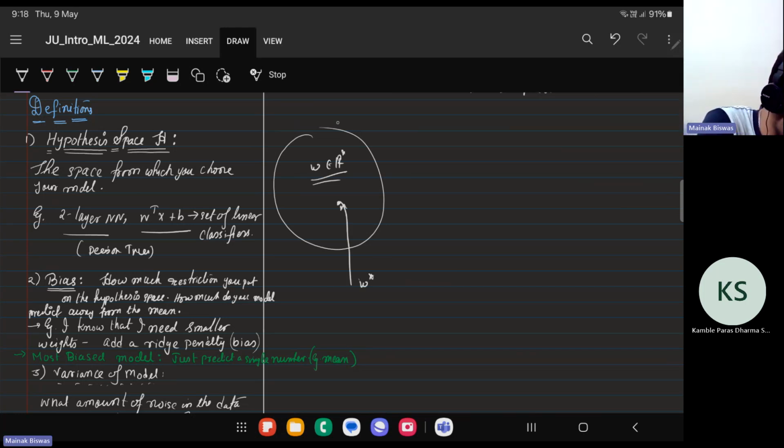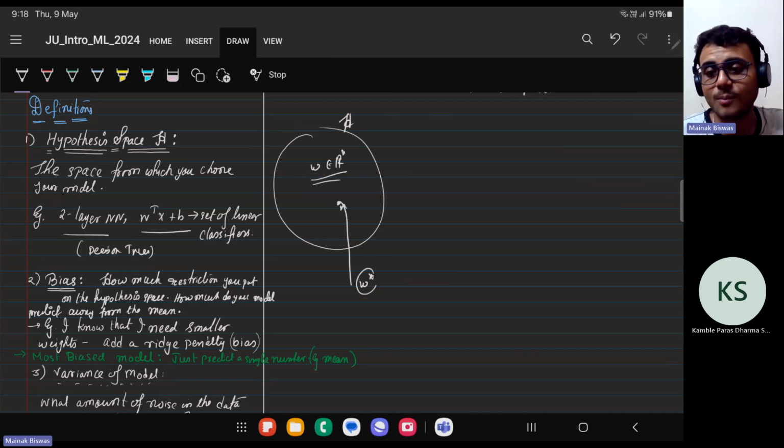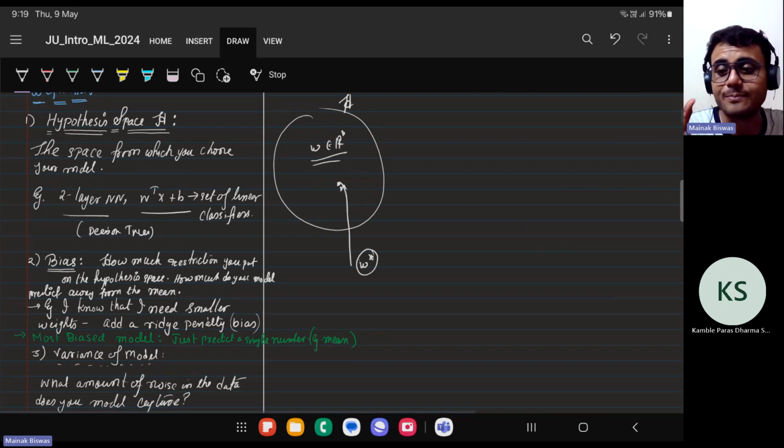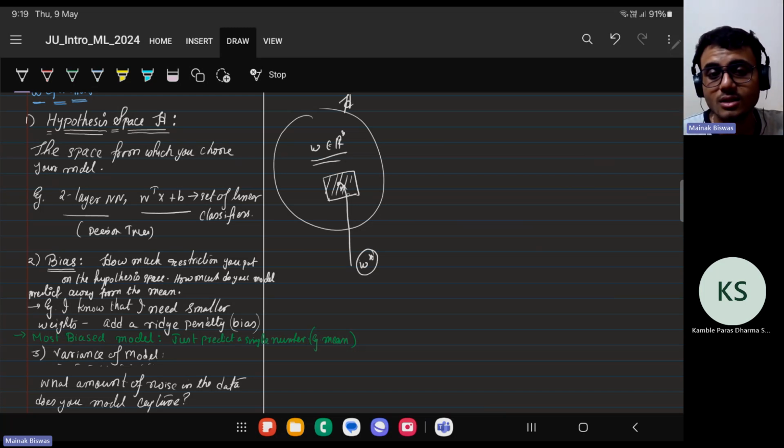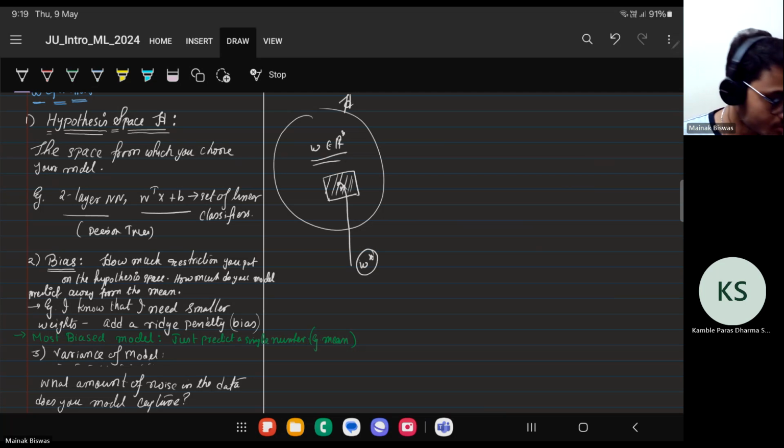So this is your hypothesis space, and you pick the optimal. How you select the optimal defines the next two properties, which are bias and variance. Bias is when you have a hypothesis space and you bias yourself to selecting only a few of the W's, then your model is said to have high bias. Versus when you give the model free will to select anything in the data set, then it is called a low bias model, right? We'll see how we do that.